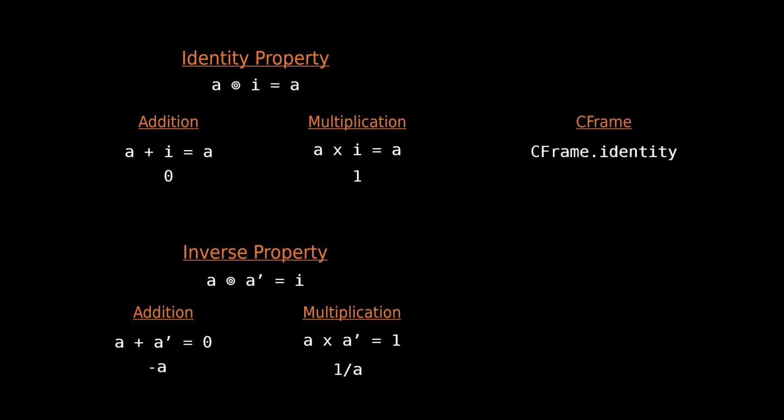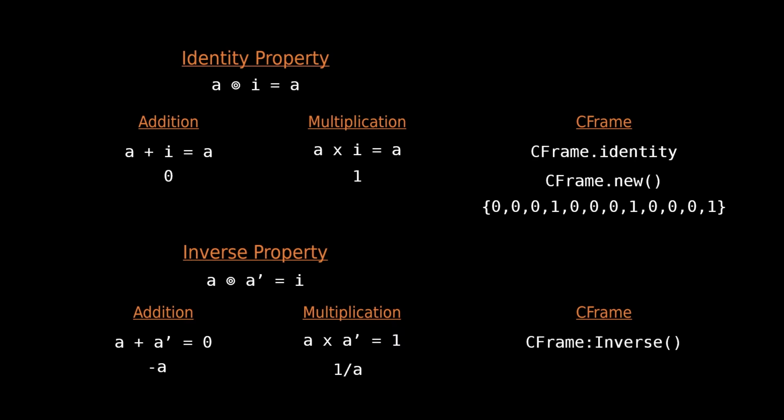For CFrames, the identity property can be achieved by using CFrame.identity. It is also created when we use no arguments for the CFrame.new. We saw earlier that it created an array of numbers like this: 0, 0, 0 for the position, and 1, 0, 0, 0, 1, 0, and 0, 0, 1 for the rotation, which means unit vector in x, y, and z directions. And if we look at the inverse property for the CFrame, it is not straightforward like for the addition or multiplication. But luckily, we have a method that gives us the inverse of a CFrame, which is CFrame:inverse. We can use this in our calculations.